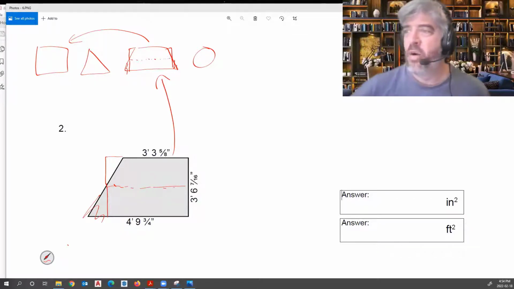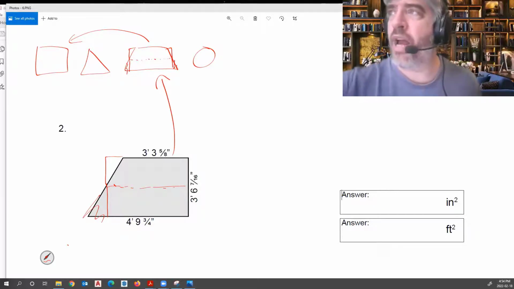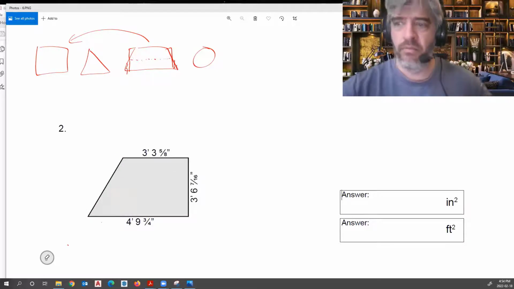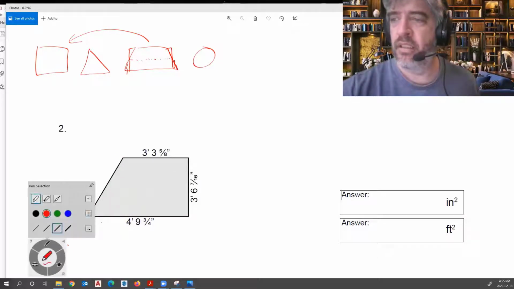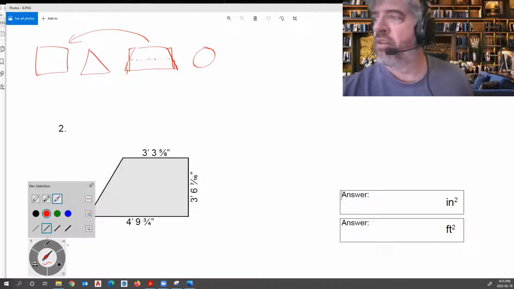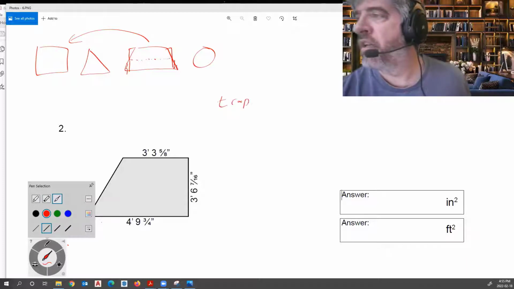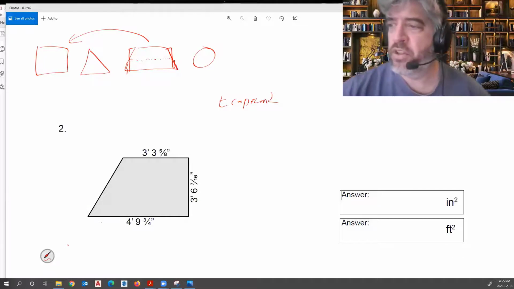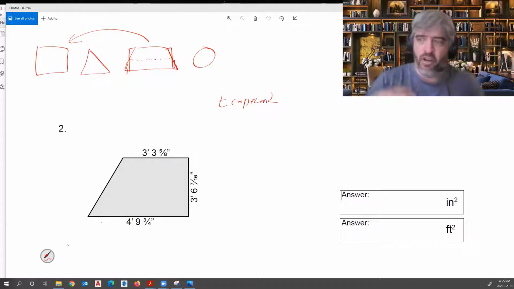Okay, so first up, I'm going to do this using the trapezoid equation. And then I'll break this up into 2 other shapes. Okay, so first up, my trapezoid. When I'm solving for this, again, first things first, I'm going to turn all my numbers into decimal feet. That's how I prefer to work.